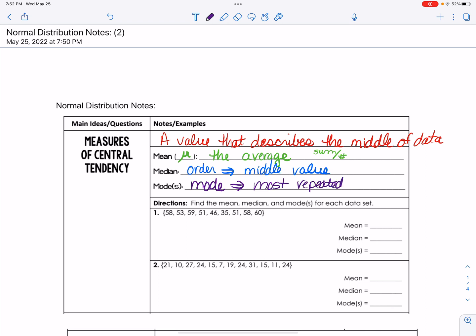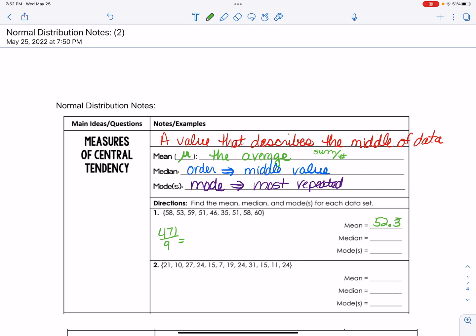Okay, so if I look at this first example right here, it wants me to find the mean, the median, and the mode. So to find the mean, I'm going to use green. I'm going to add them all up, and that's 471 divided by 9, because there's 9 terms. So that's 52.3 repeating.